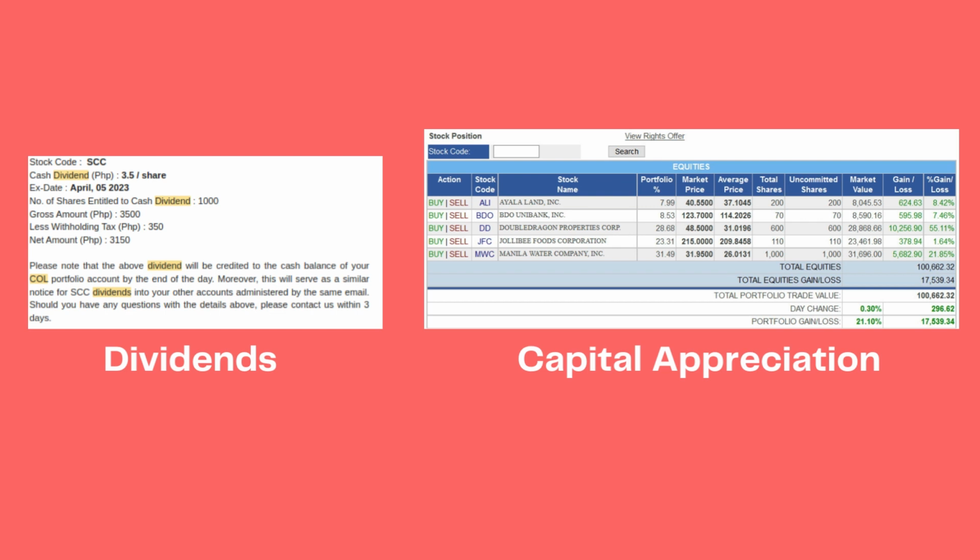The example on the right shows capital appreciation. Basically, everything here is green. All of the stocks here were bought at a lower price than what they are currently.